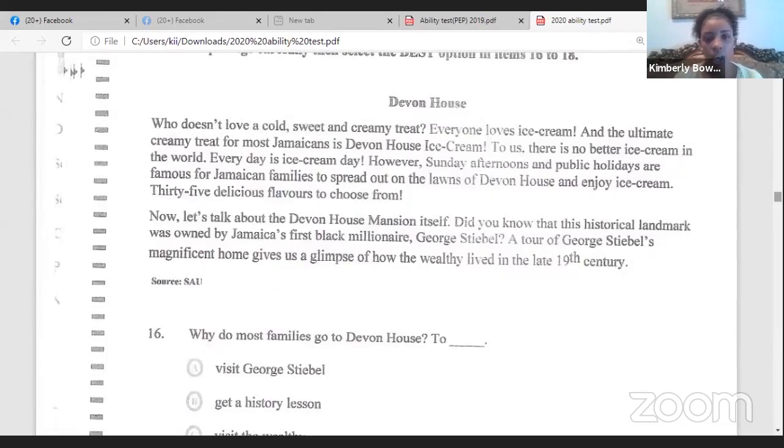Now let's talk about the Devon House mansion itself. Did you know that this historical landmark was owned by Jamaica's first Black millionaire, George Steinbell? A tour of George Steinbell's magnificent home gives us a glimpse of how the wealthy lived in the 19th century.